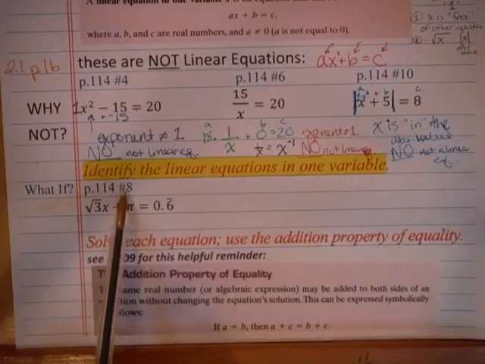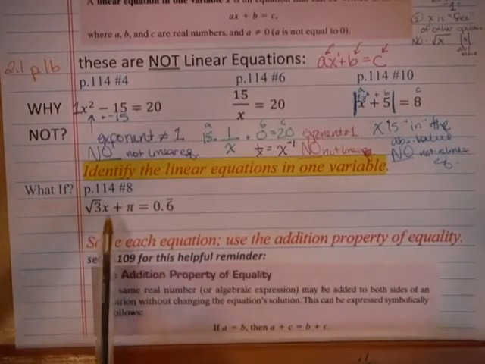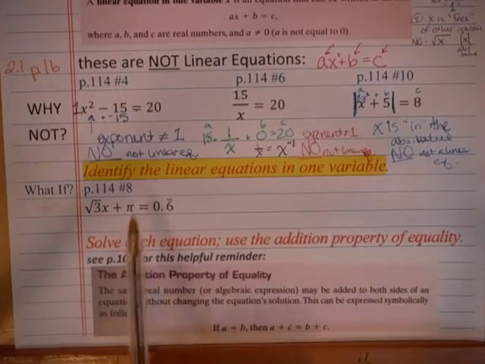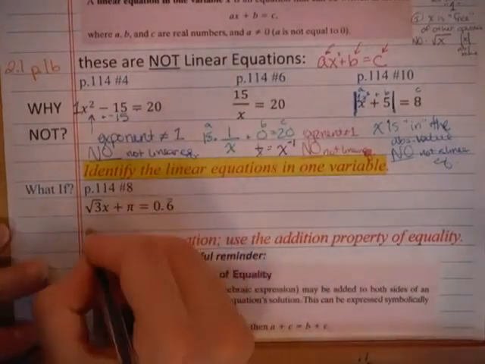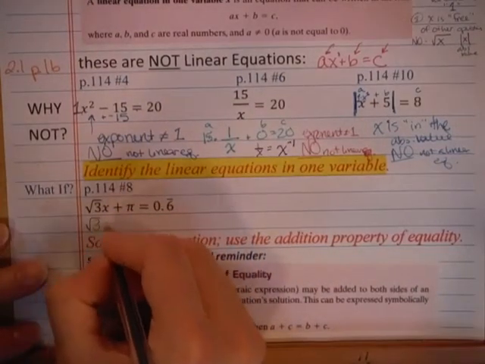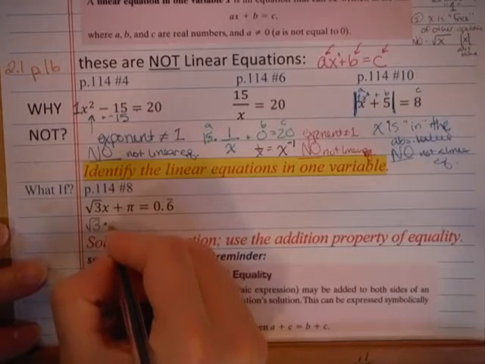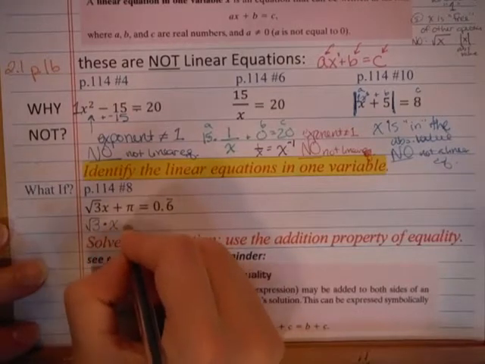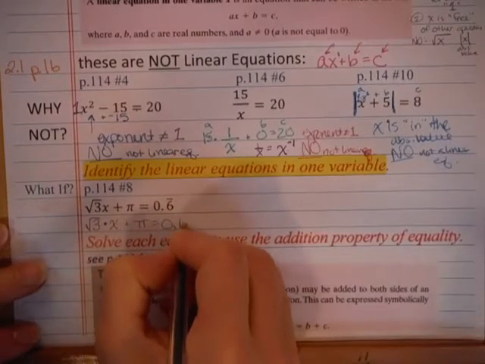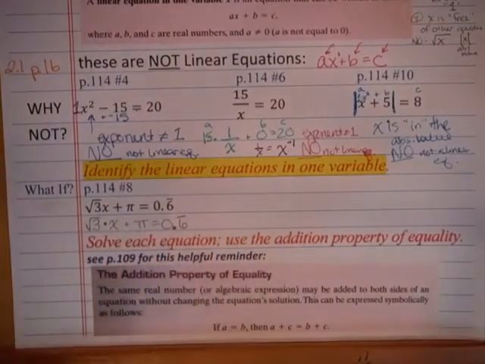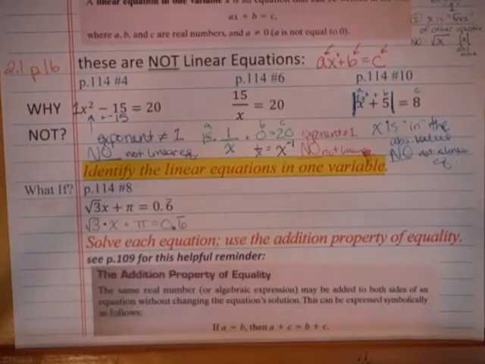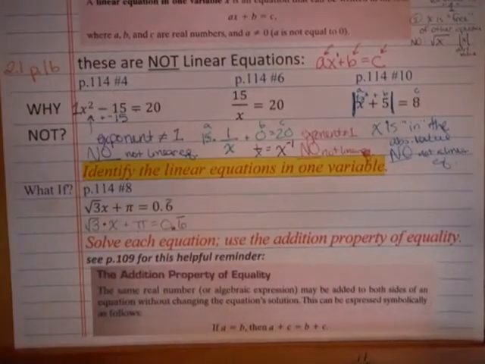So what if it looked like this on number 8? Radical 3x plus pi equals 0.6 with a bar. And let me just clarify here that radical 3 is the number in front of the x. So it's like radical 3 times x plus pi equals 0.6 with a bar. Okay. So a little bit testing here our knowledge of numbers and the categories they're in.